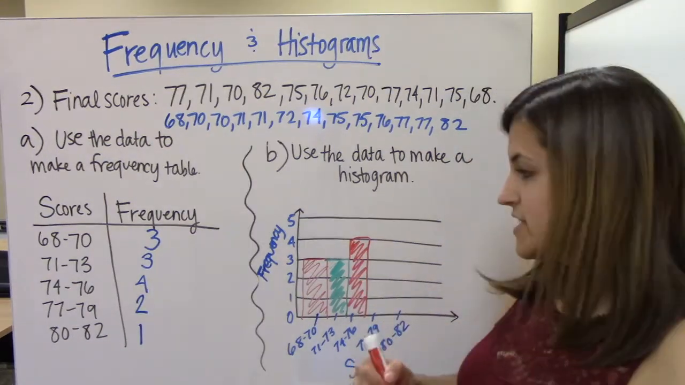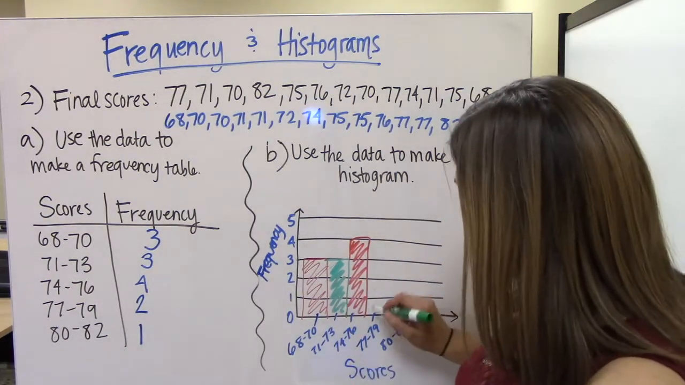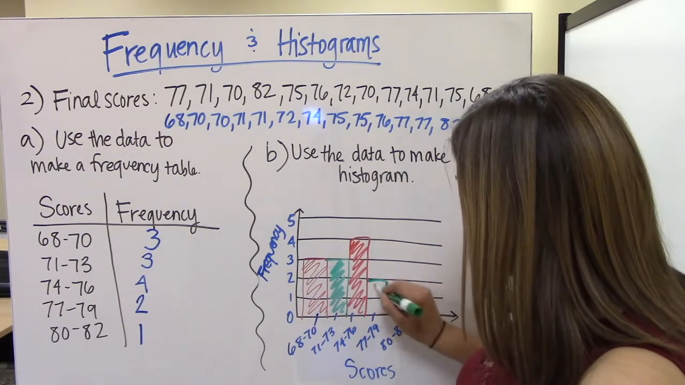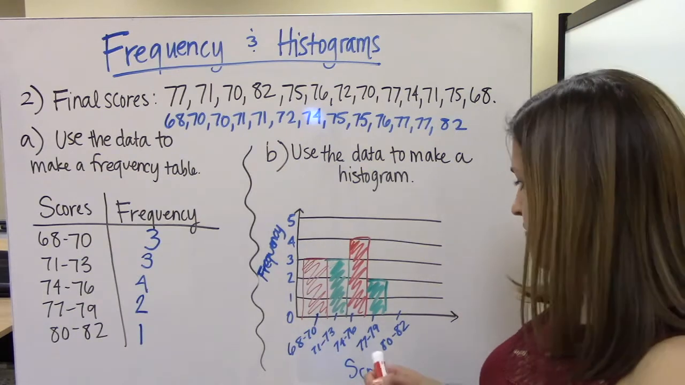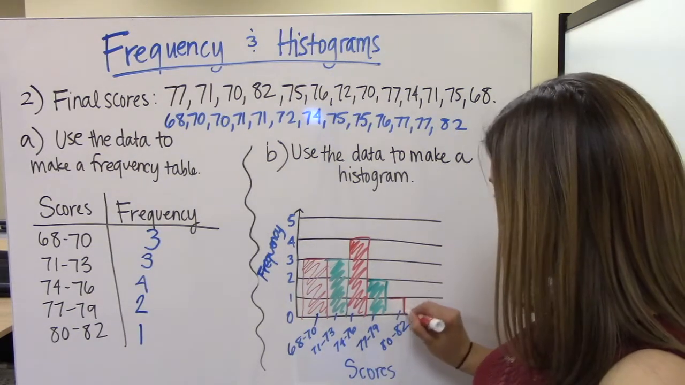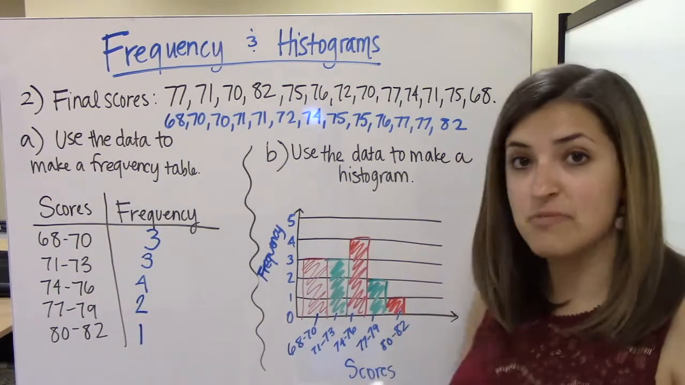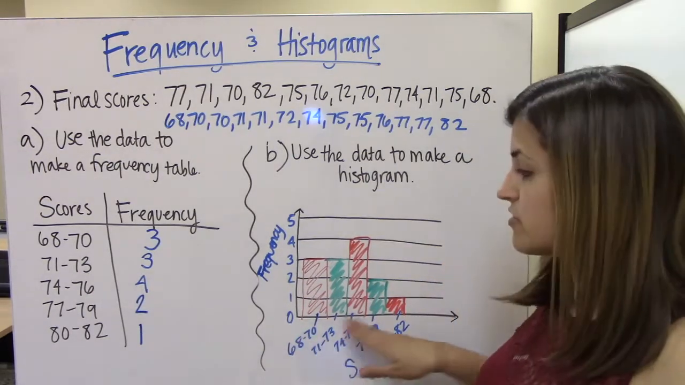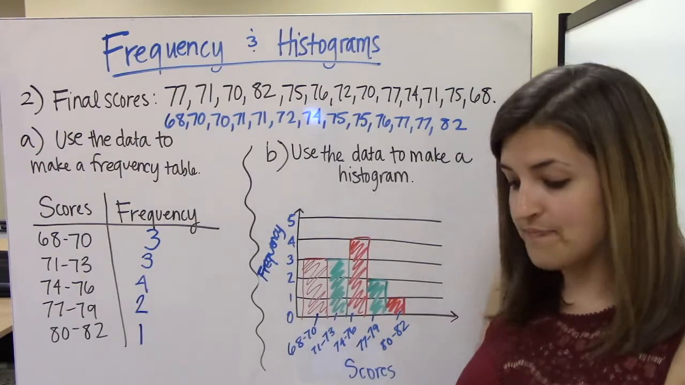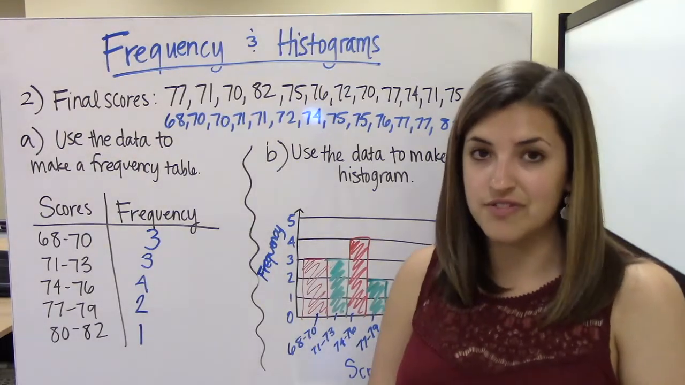And from 77 to 79, I have 2 values, so that goes back down to 2. And for 80 to 82, I only have 1. So that's going to look like this. And that is my histogram. It shows me how my data falls across a certain interval of numbers. All right, so let's move on to the last part of today's lesson.